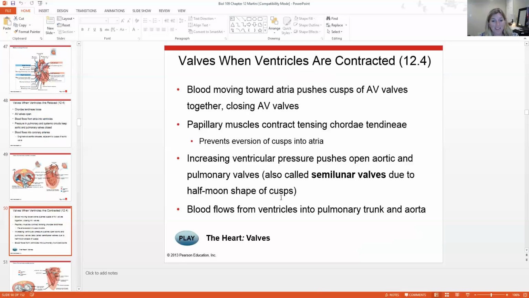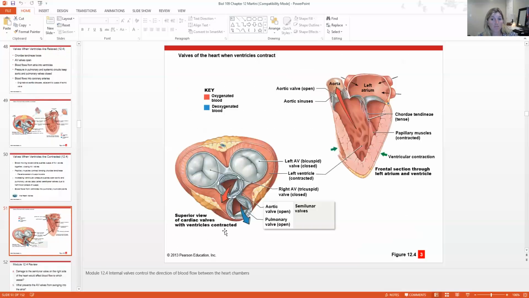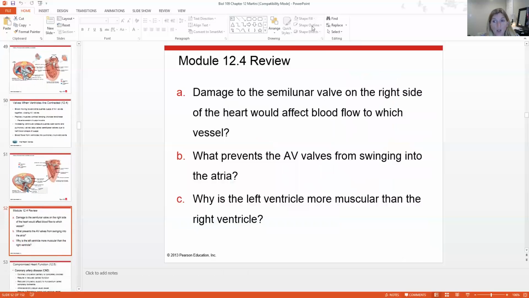Again, this video here is not linked to the PowerPoint, but you can view it by visiting the textbook website. Here you see the whole thing happen. Our AV valves will close. Pressure will build as we have a little bit of isometric contraction in our muscle. This little papillary muscle is going to contract, holding those valves down so that the blood doesn't burst up through the atrium. And then once pressure reaches the threshold, the semilunar valves will open. You can pause the video here, go back and answer these 3 questions.